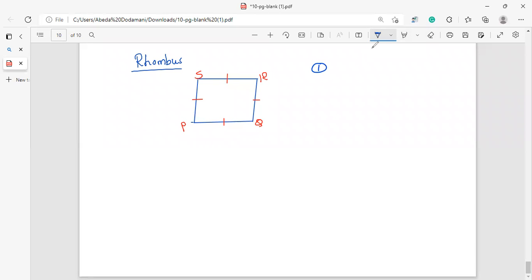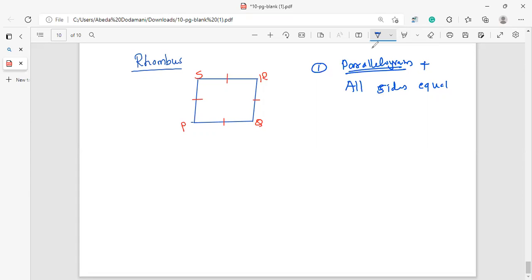A rhombus is a parallelogram, because I've already studied the parallelogram. It is again a parallelogram, where opposite sides are parallel to each other, plus an extra condition: all sides are equal. In the parallelogram, only the opposite sides are equal, but in this case all the sides are equal. That is the additional thing we have here.